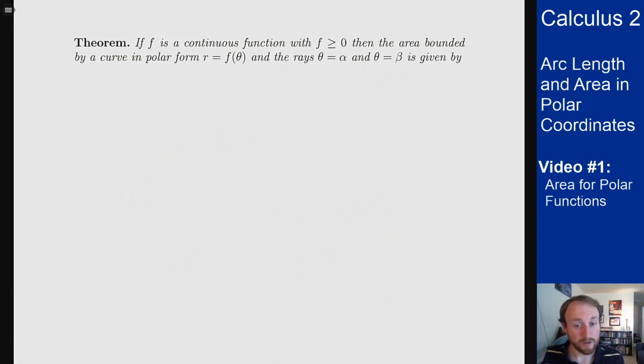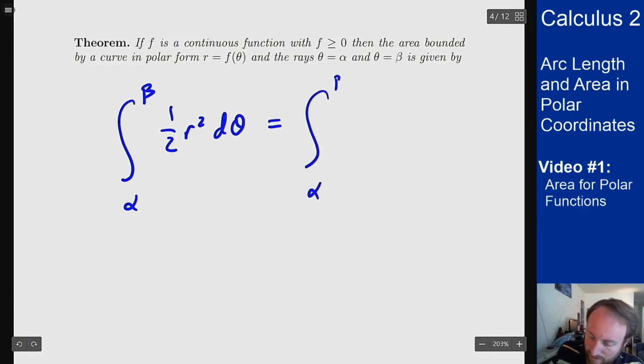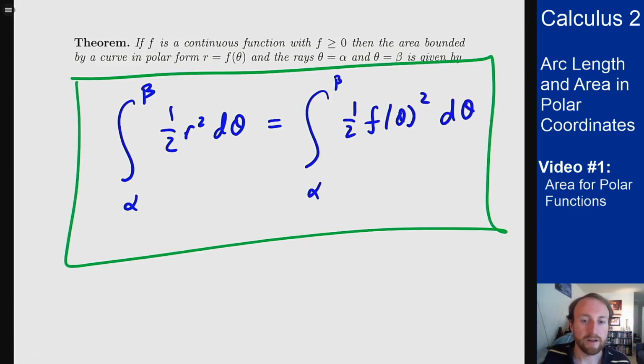So if f is a continuous function with f positive, then the area bounded by the polar curve r equals f of theta, and the rays theta equals alpha, theta equals beta, is given by an integral from alpha to beta, like it should be normally, times our function for the area of each individual slice, which is 1/2 r squared d theta. Or in terms of my function, it's the integral from alpha to beta of 1/2 f of theta squared d theta. And that's how we find the area inside polar curves.